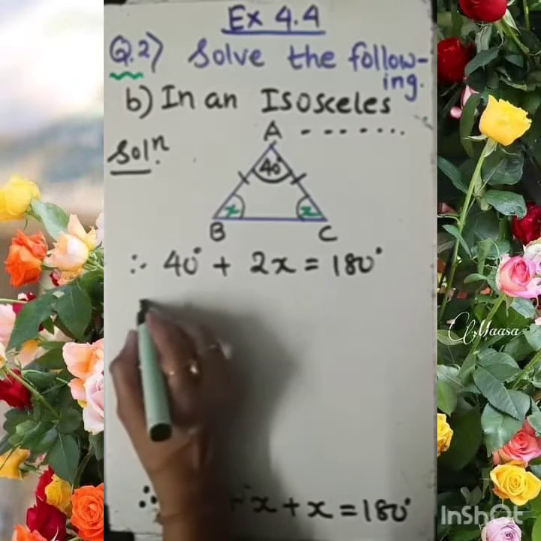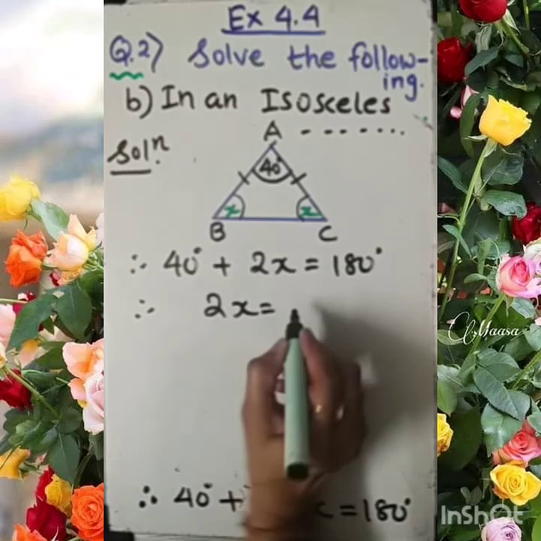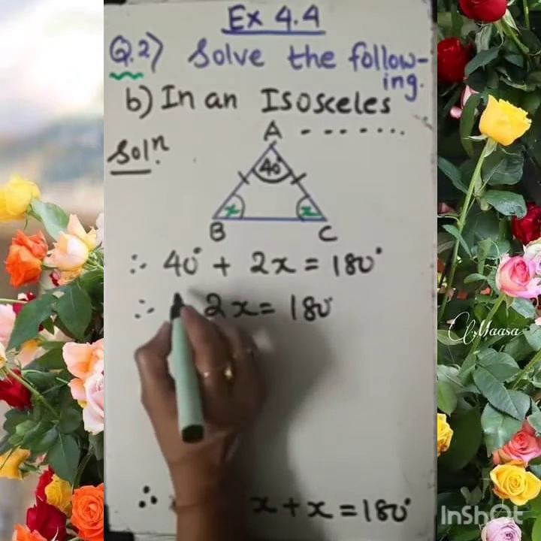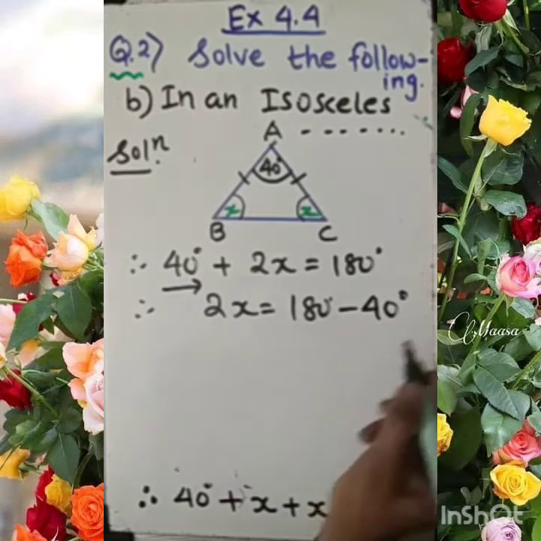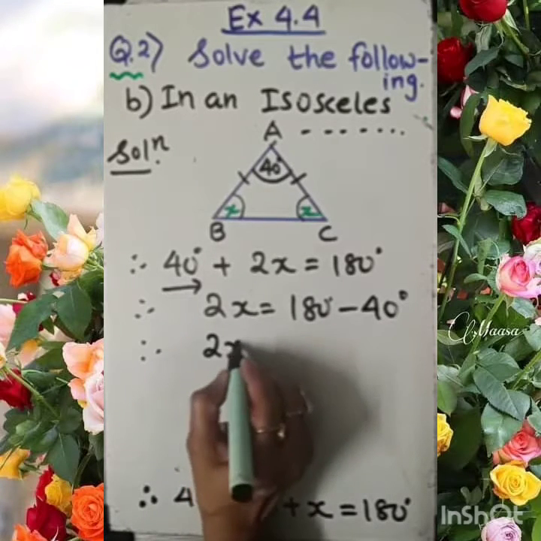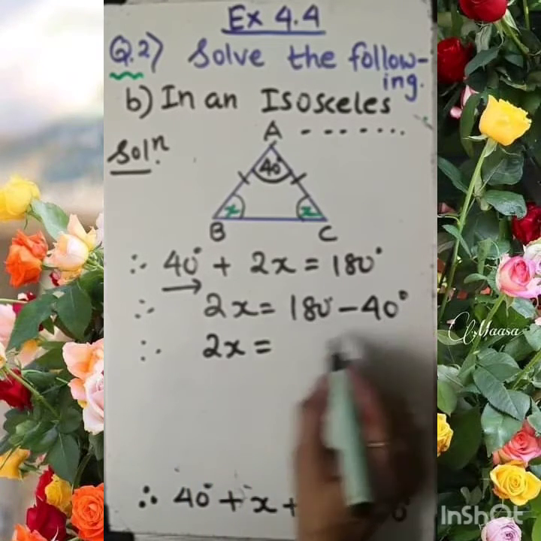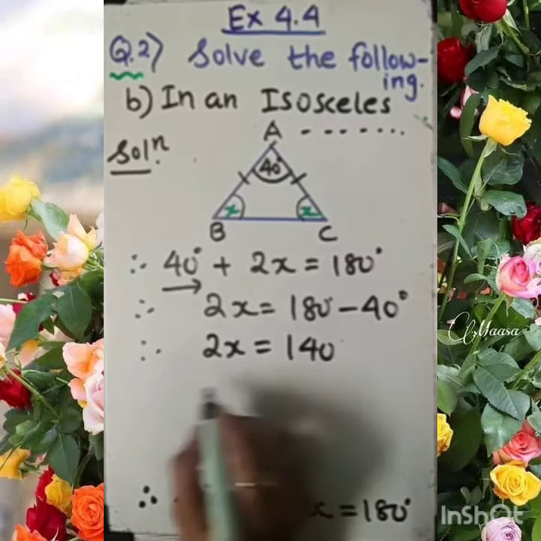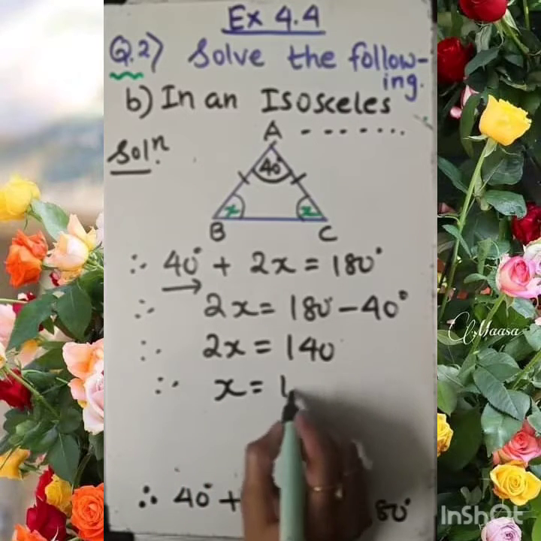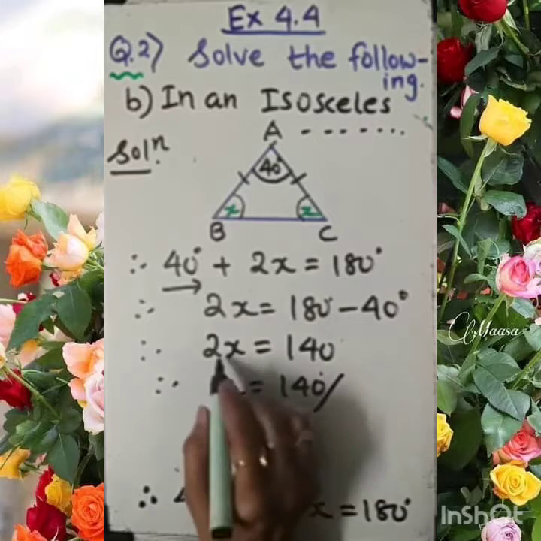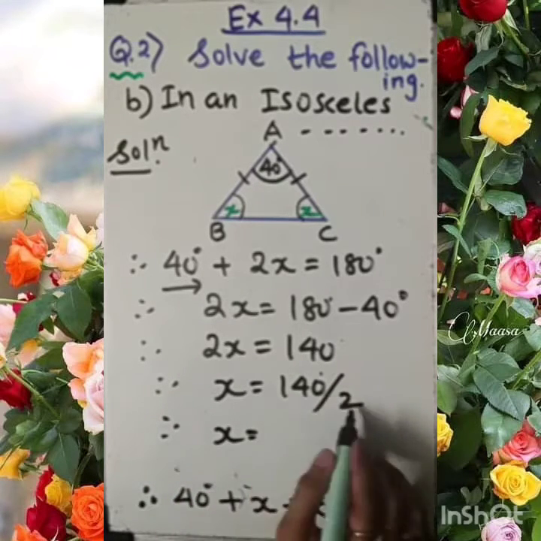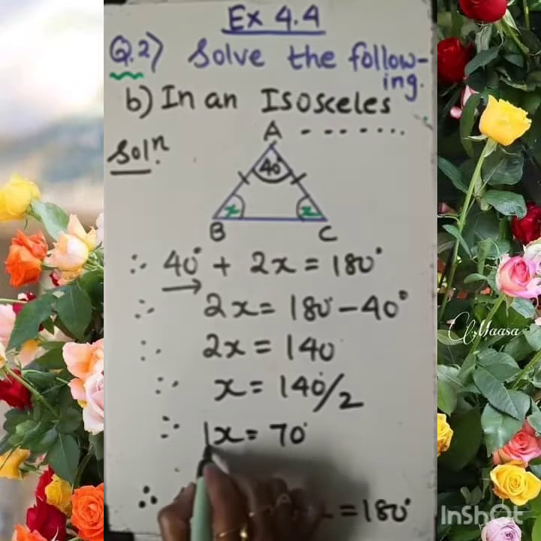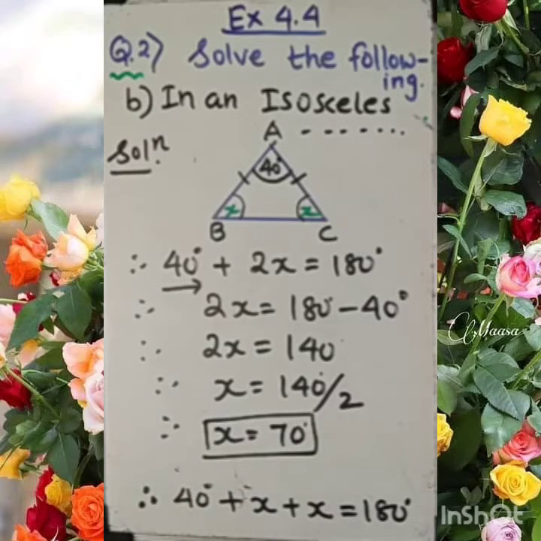Please note down. Then 2x equal to 180. This 40 degrees I need to transpose to the right side. So it is minus 40 degrees after transposing. So 180 minus 40 is 140 degrees. Therefore, x equal to 140 divided by 2. Now you know very well half of 140 is 70 degrees. So my dear student, the value of x we got is 70 degrees.